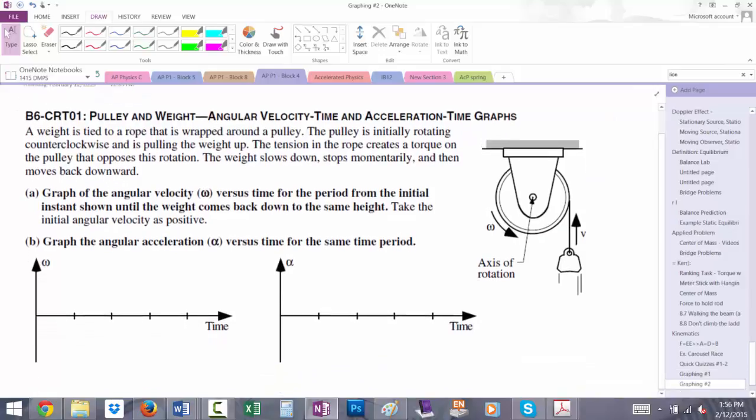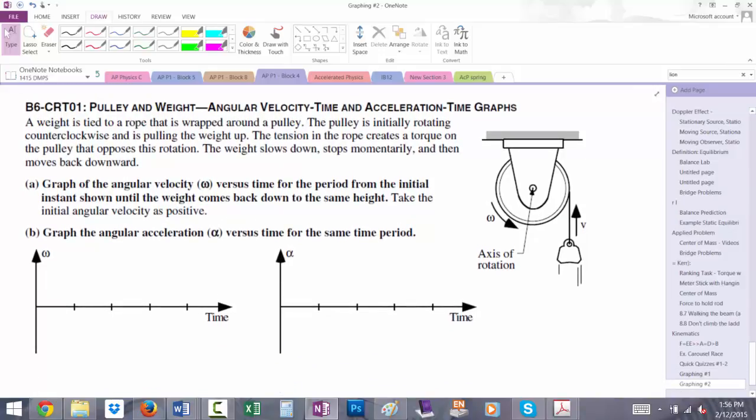This one's a little bit deeper. Yes! All right, so here's the situation. We've got a pulley with our little mass on it. It's the same mass that we saw before, I think. A weight is tied to a rope that is wrapped around a pulley. We're going to start to love the pulleys. A pulley is initially rotating counterclockwise, pulling the weight up. The tension in the rope creates a torque on the pulley that opposes the rotation. The weight slows down, stops momentarily, and then moves backward, but moves downward.